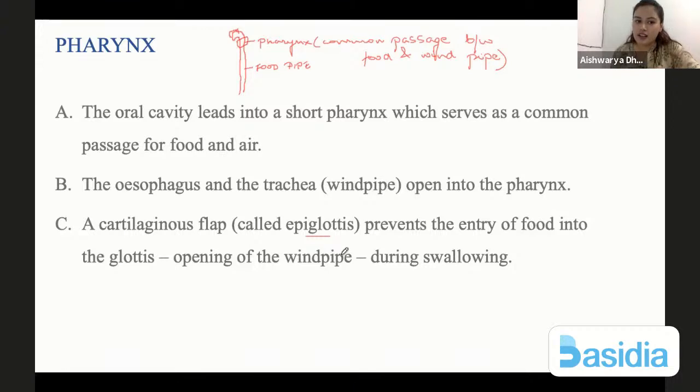But for the digestive system, all you need to know is that there is no covering on the food pipe. It is completely open, and the opening of the food pipe is known as gullet. Opening of the windpipe is known as glottis. And hence, whatever covering is present on the windpipe, it is known as epiglottis.